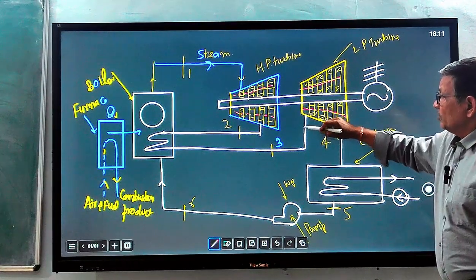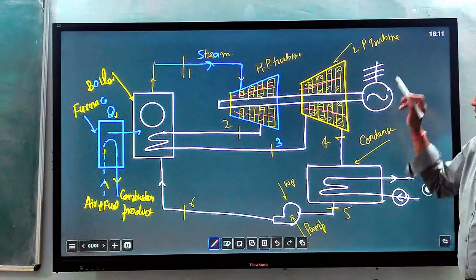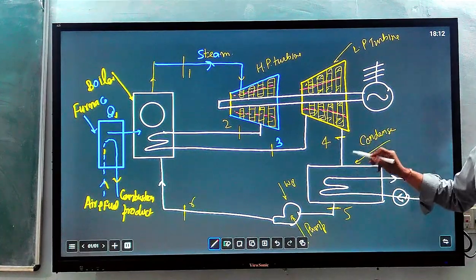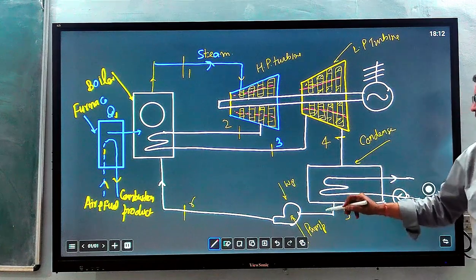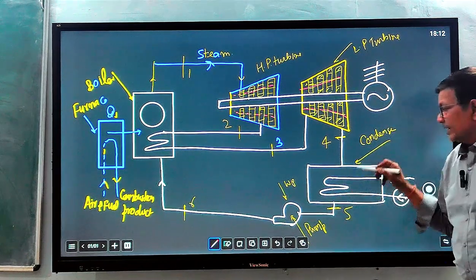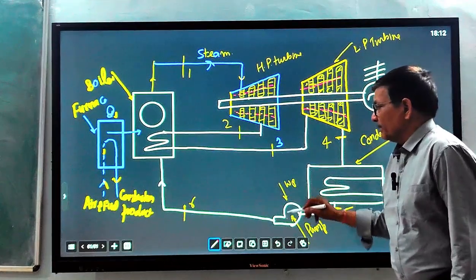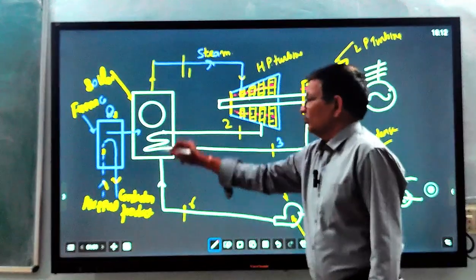The remaining steam will pass through the low pressure turbine, and then the exhaust from the low pressure turbine is passed to the condenser, where steam condenses up to the condenser pressure, and again this condensate is taken by the pump and fed back to the boiler.